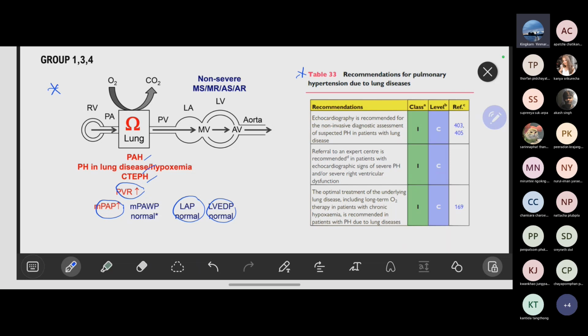Even if the patient has a poor acoustic window and echo is not reliable for assessment of pulmonary hypertension, echo is still recommended as class 1 for patients with suspected pulmonary hypertension with lung disease. Echo is not only used for diagnosis, but is also used to assess cardiac change and echocardiographic signs of pulmonary hypertension.